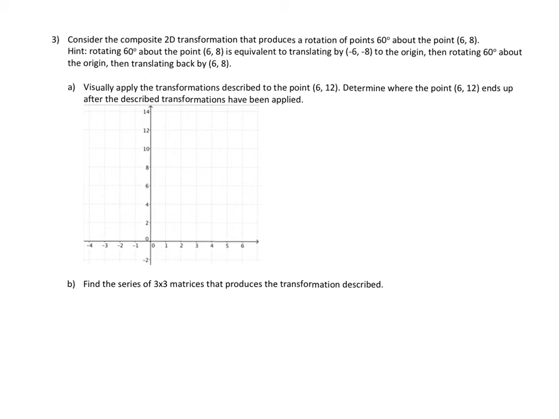Oh, okay, I lied. I thought that was the last one, but we have one more. Consider the composite 2D transformation that produces a rotation 60 degrees about the point 6, 8. So this is, instead of about the origin, we're going about a given point. And then we have a hint that says that is equivalent to translating by -6, -8. So you take your point and bring it to the origin, rotate 60 degrees about the origin, and then translate back. So we want to visually apply these 3 transformations, a translation, a rotation, a translate back, to the point 6, 12.